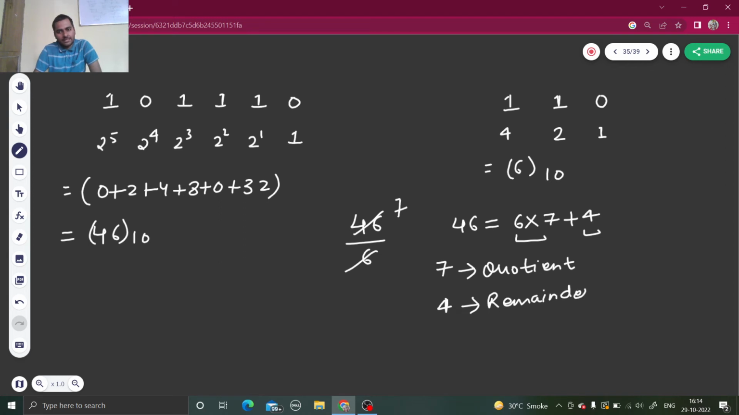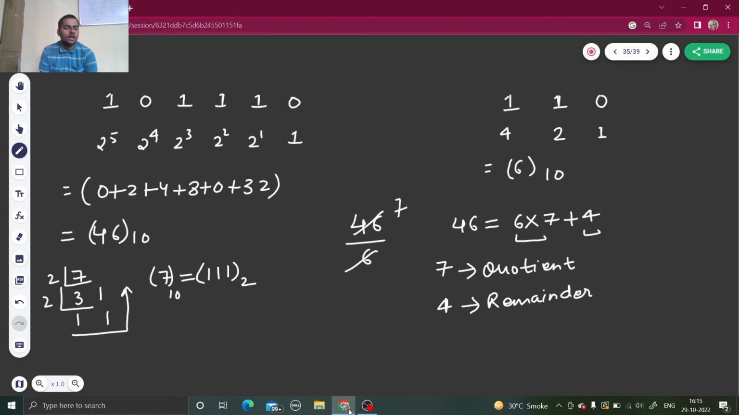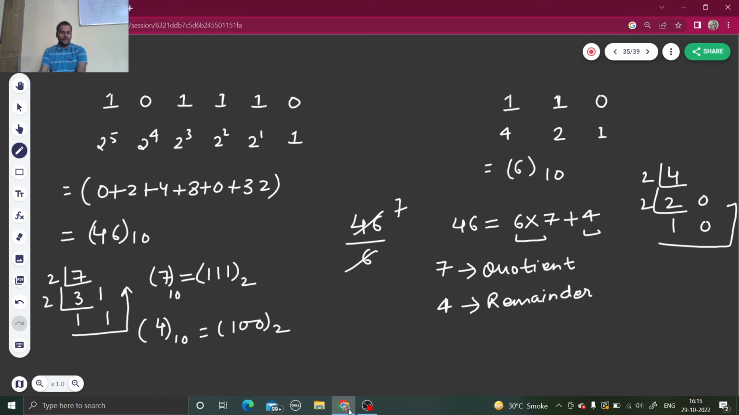Now we'll have to check what their notations are in binary. So 7, if I divide by 2, 3 times, has 1 as a remainder. If I again divide by 2, 1 time, 1 is my remainder. So 7 I can write as 111. This is to the base 10, and this is to the base 2. Now I have 4 also. If I divide 4 by 2, 2 times, I get remainder 0. Again by 2, 1 time, and I get again a remainder 0. So 100 is what I am getting. 4 is 100. Fine. So 7, which was my quotient, is 111 in binary, and the remainder is 100 in binary.